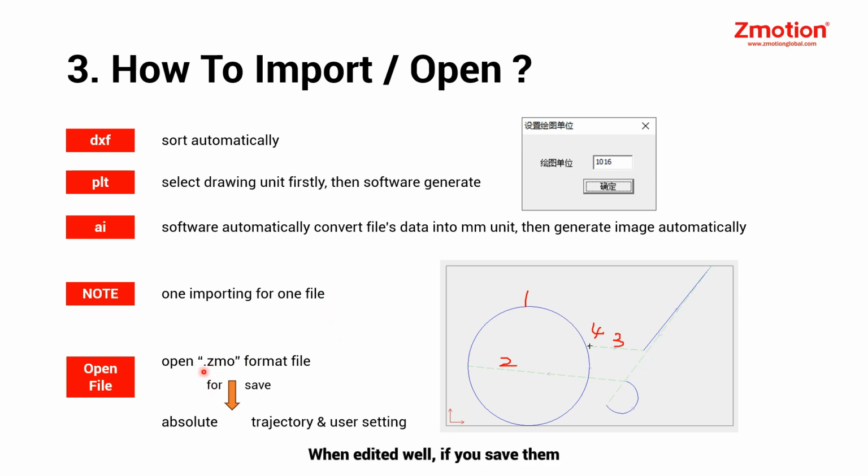When edited well, if you save them, they will be Zmo files. ZMO is one format developed by Zmotion. It is used to show motion trajectories and motion properties, generally for absolute motion, except image file trajectory. It also saves user settings, in the form of objects and properties. There are many properties in objects. Property describes object. As we talked, you can set many manually. Let's see how to set.